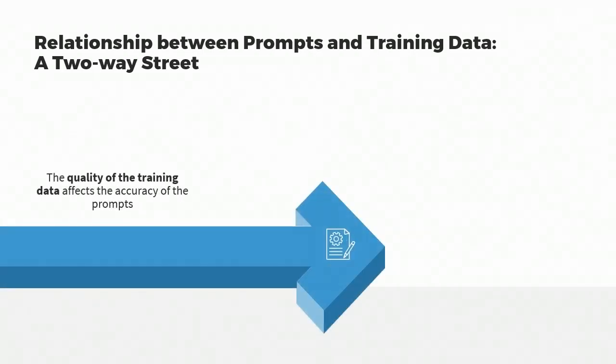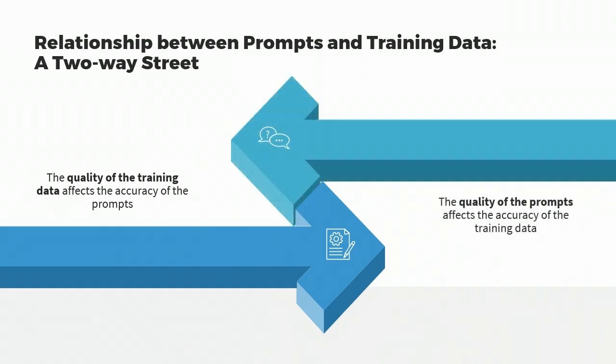The relationship between prompts and training data is a two-way street, because the quality of the training data affects the accuracy of the prompts used to train the model, while the quality of the prompts affects the accuracy of the training data. The training data is used to teach the model the patterns and relationships between language and context, and the quality and relevance of the data can have a significant impact on the effectiveness of the model.